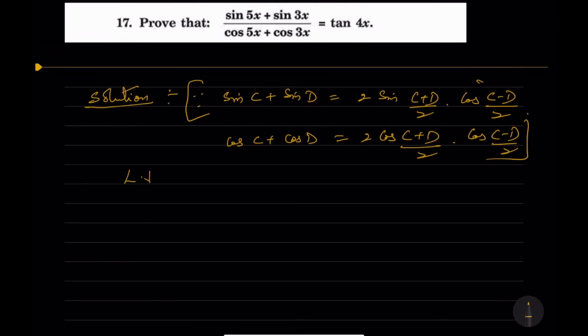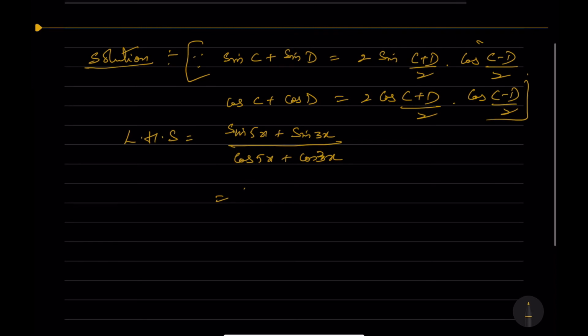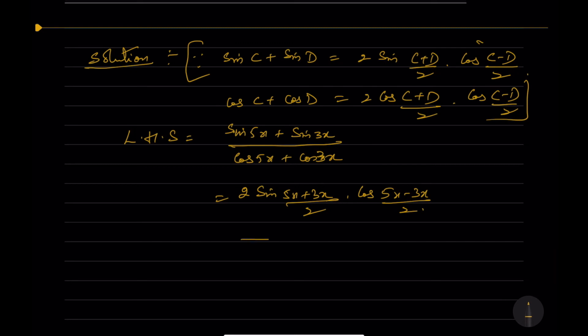So LHS is equal to (sin 5x + sin 3x) divided by (cos 5x + cos 3x), which is equal to, here I am writing it as, 2 sin((5x + 3x)/2) cos((5x - 3x)/2) divided by 2 cos((5x + 3x)/2) cos((5x - 3x)/2).